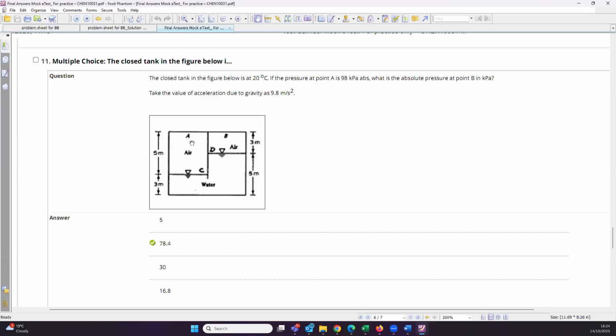So we know the pressure at point C because the air maintains pressure equally in every direction. So the pressure at point C is 98 kilopascal. Okay, that's one thing that we know. Now, if you draw this, I think I have this question solved somewhere.